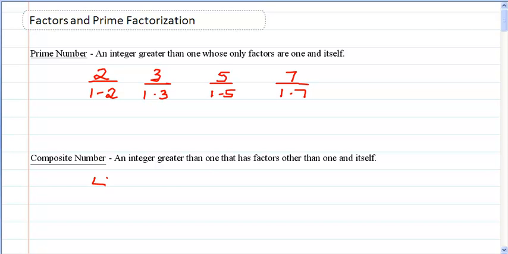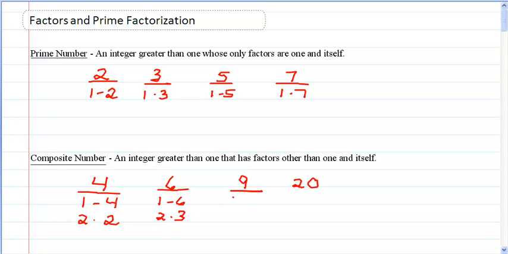And examples would be the number 4, 6, 9, and 20. If I list the factors of 4, 1 and 4 multiply to 4, but so do 2 and 2. For 6, we have 1 times 6 and 2 times 3. For 9, 1 times 9 and 3 times 3. And for 20, we have 1 times 20, 2 times 10, and 4 times 5.